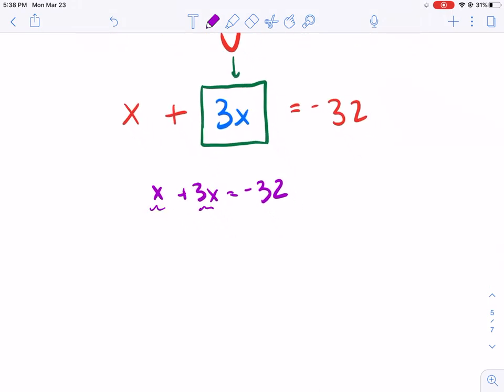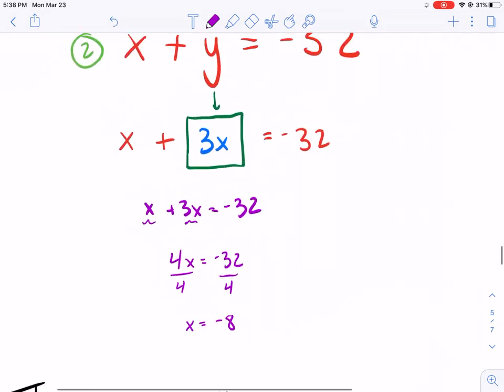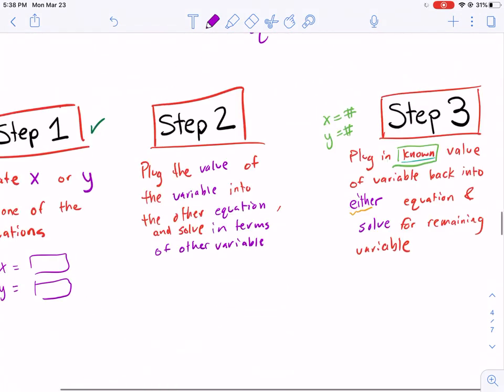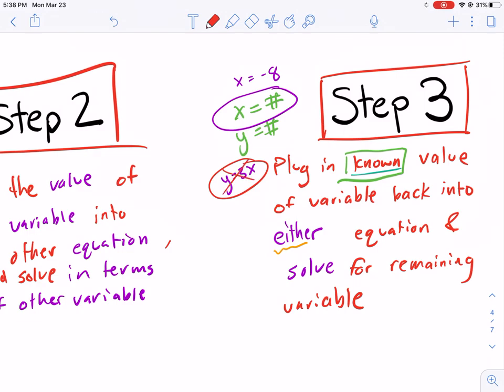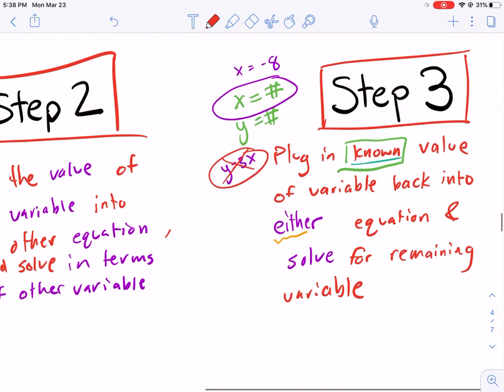So now I'm going to combine like terms. 4x equals negative 32. I divide by 4, and I get x equals negative 8. Now, we are ready. We just finished step 2, and we are ready for step 3. Notice how I have x equals a number. I had x equals negative 8. Before, I had y equals 3x. That's not the same thing as having a known value, okay? So once you have x equals a number or y equals a number, you're almost done.